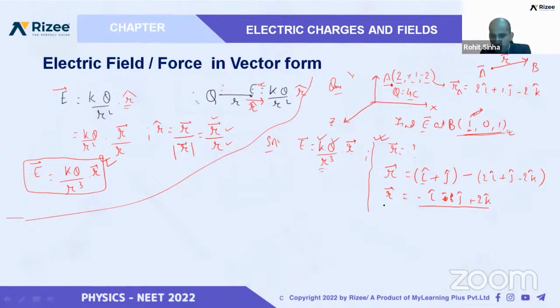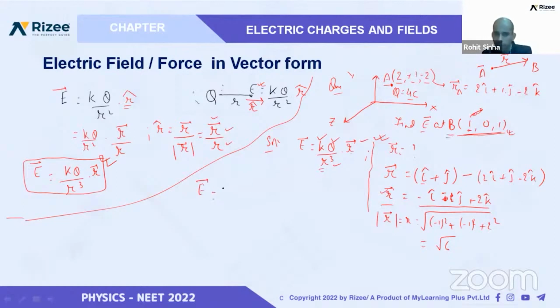Now, if we have found this R vector, then what will be its magnitude? That is R. It will be under root of the x coordinate, that is, the x coefficient of this i cap minus 1 whole square, j minus 1 whole square, and k, 2 whole square. We will get 1, 1, 1, 4, and here 6. Just put 6 here and put the R vector here. You will get the electric field in vector form at this point, point B.